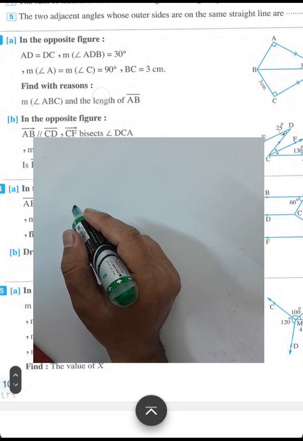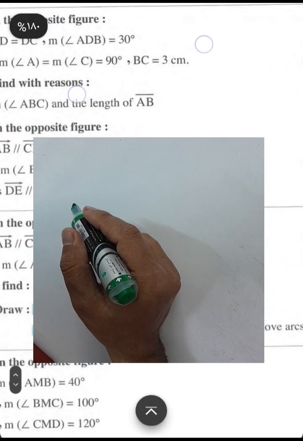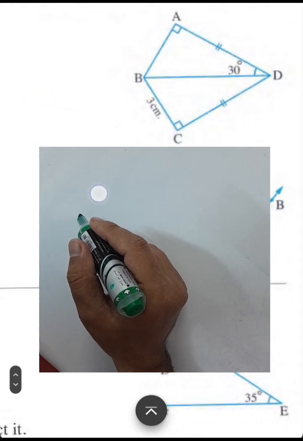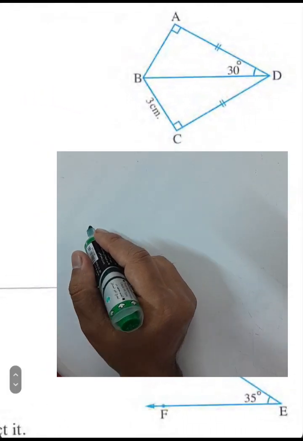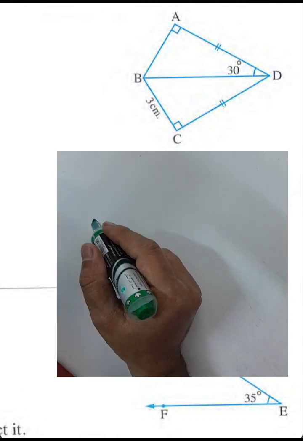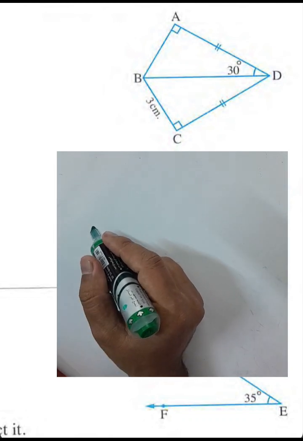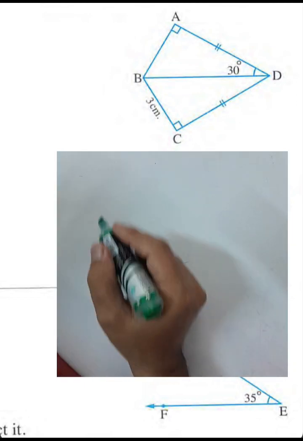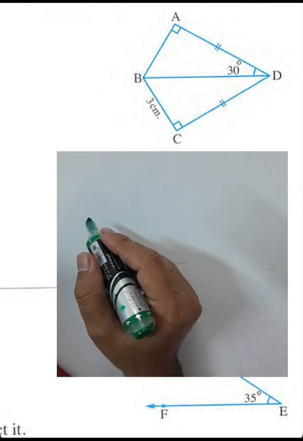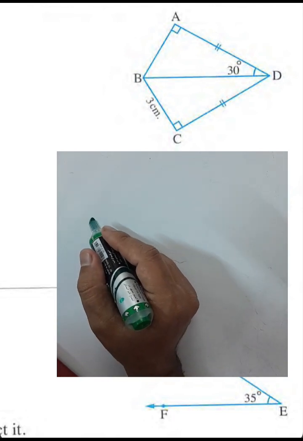Okay. Now we want to find the measure of angle BAC and the length of AB in this triangle here. We have two congruent triangles. First, triangle ADB is congruent to triangle CBD, because the measure of angle C equals the measure of angle A, which equals 90 degrees, and side length AD equals CD, and we have a common hypotenuse between them, BD.